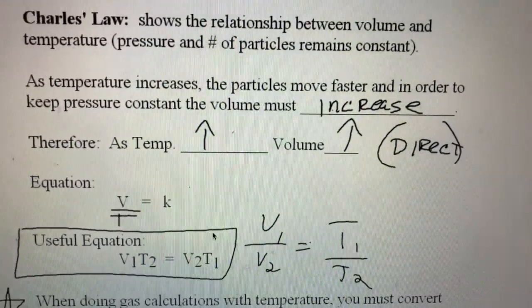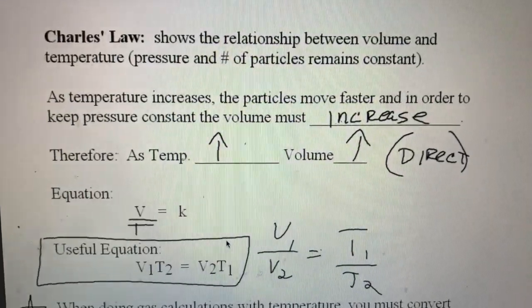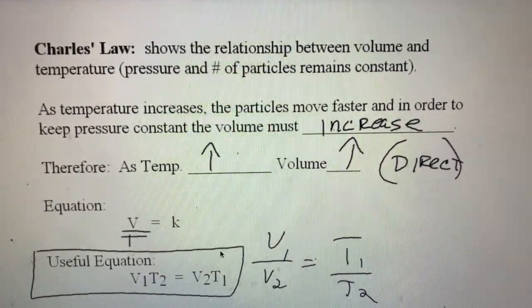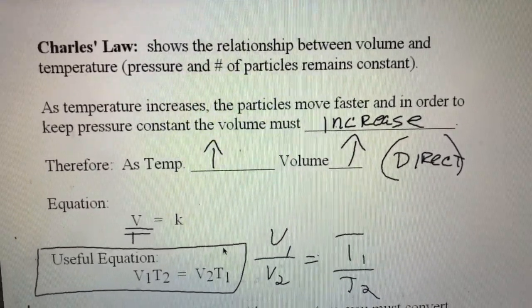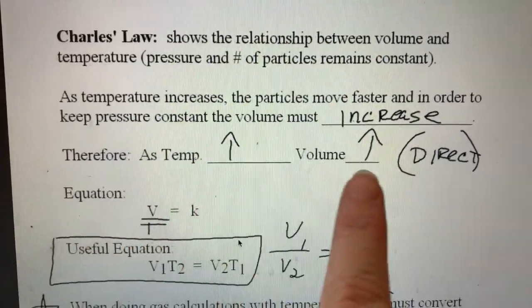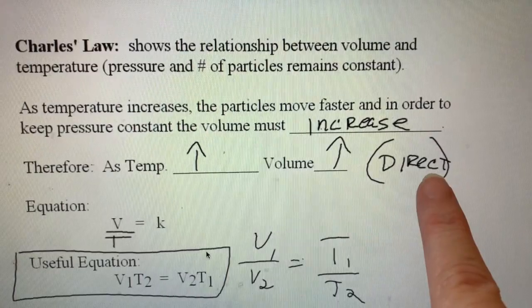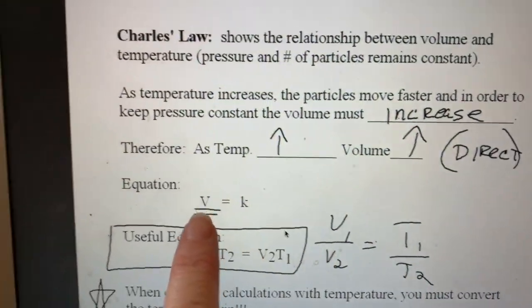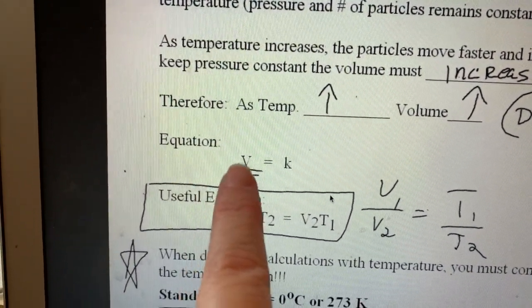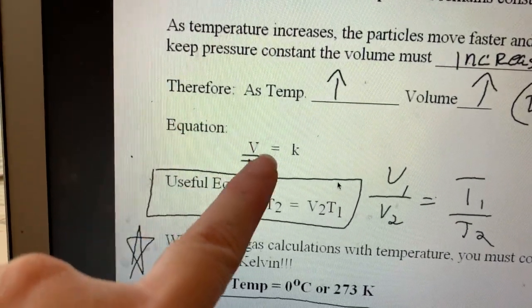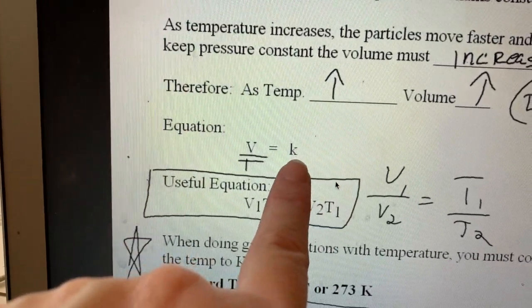All right, so this is assuming we have a container that will allow it to get larger, and we're making that assumption. So as temperature increases, volume increases. As one goes up, the other goes up. That's a direct relationship. For our little equation here, as one goes up, the other must go up to keep K constant.